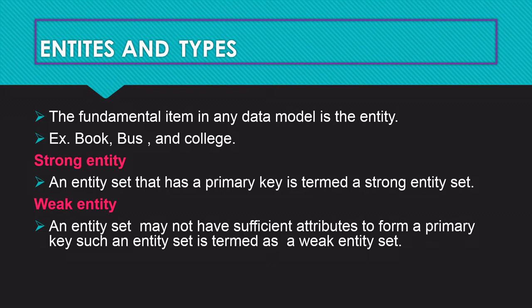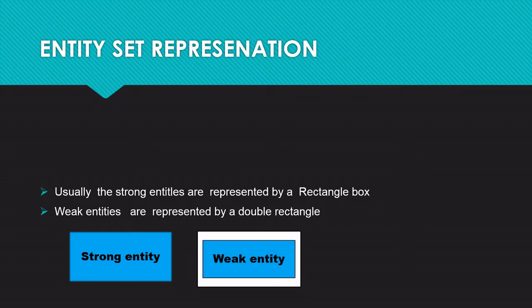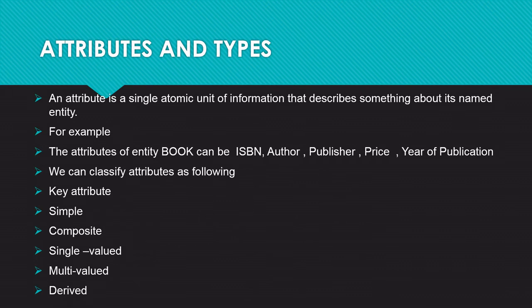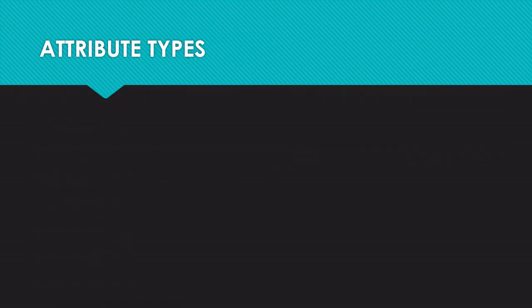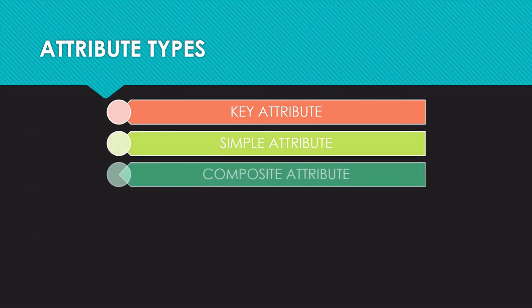Next we move on to attributes and their types. An attribute is a single atomic unit or value. For example, book is an entity. In this we have ISBN number, name of the author, publisher, price and year of publication, all of which are called attributes. Next we move on to attribute types. The attributes are classified into key attribute, simple attribute, composite attribute, single valued attribute, multi-valued attribute and derived attribute.